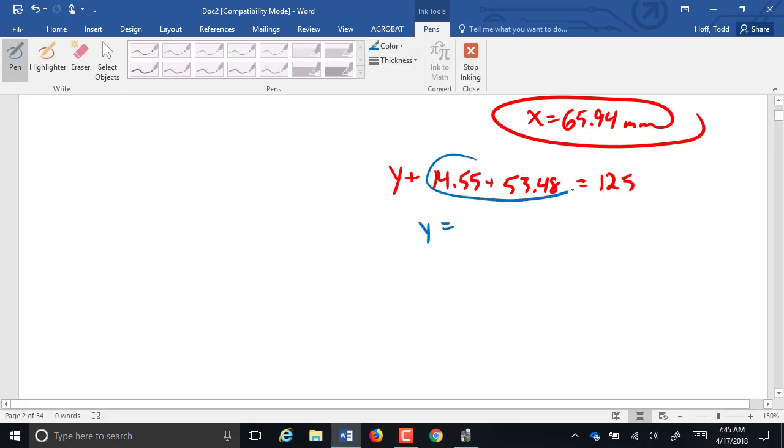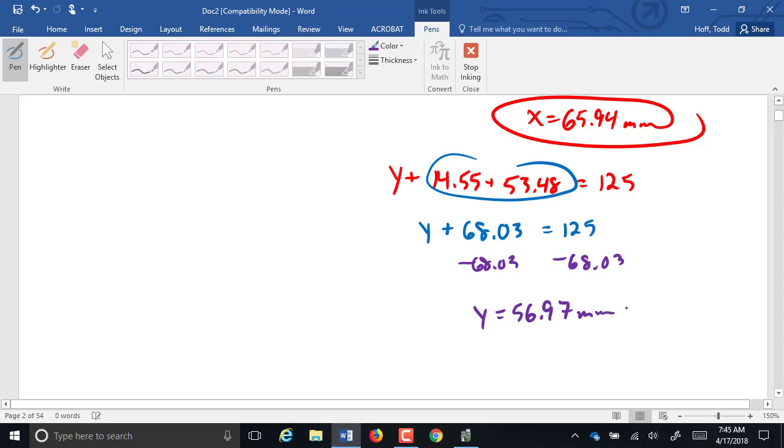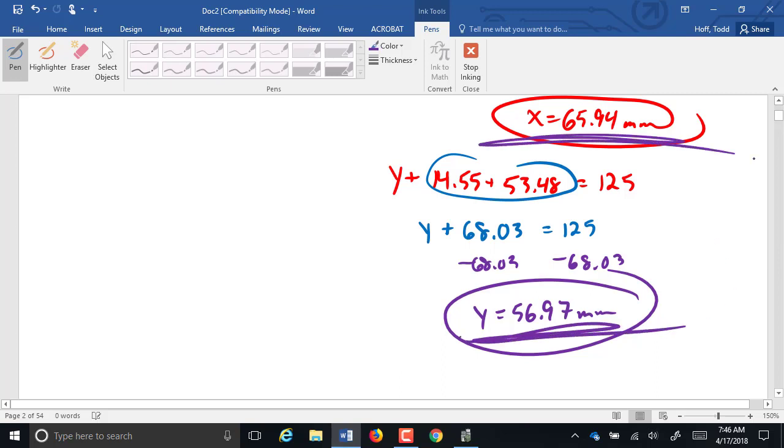So I combine those two: y plus 68.03 equals 125. Subtract 68.03. Y equals 56.97. What do you think? We've got x and y. Not so bad.